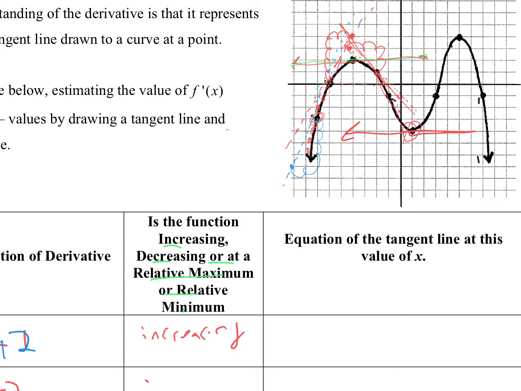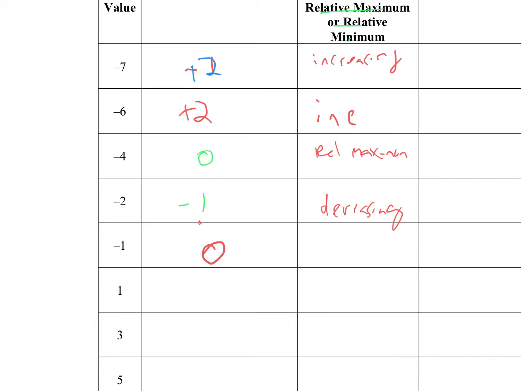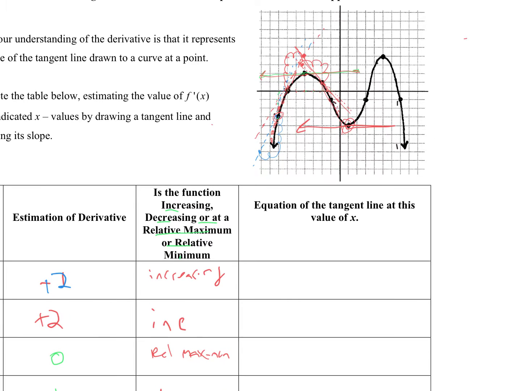0, isn't it? Horizontal line. So that looks like it's approximately a 0. Is it increasing, decreasing, relative max, or relative min? That one's a relative min. When we say relative, it means that if you draw a circle around the area, nothing near that x value is lower than that actual point. Nothing is lower near this point.